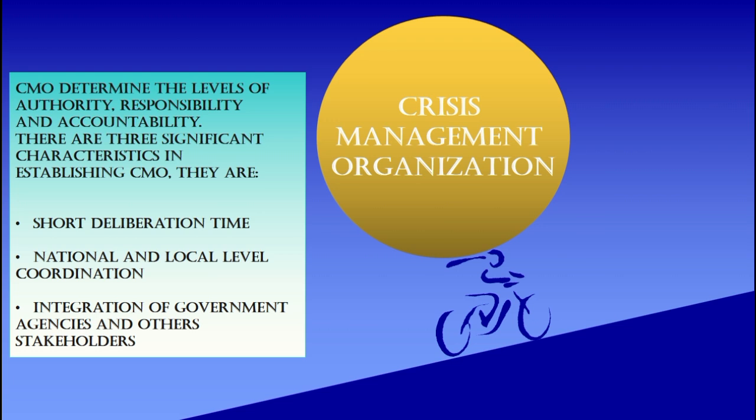Crisis management organization determines the levels of authority, responsibility, and accountability. There are three significant characteristics in establishing crisis management organization. They are: first, short deliberation, which we'll explain later. Second, national and local level coordination. And third, integration of government agencies and other stakeholders.